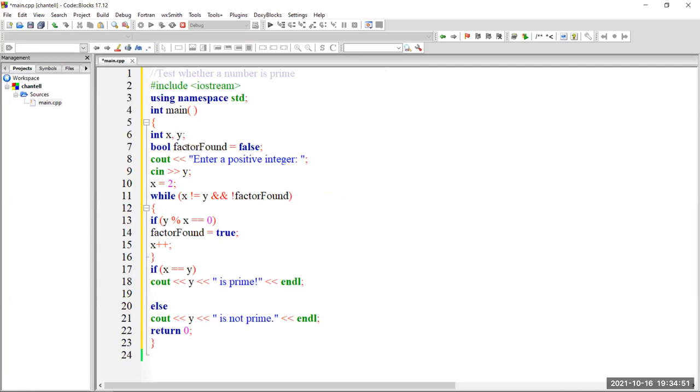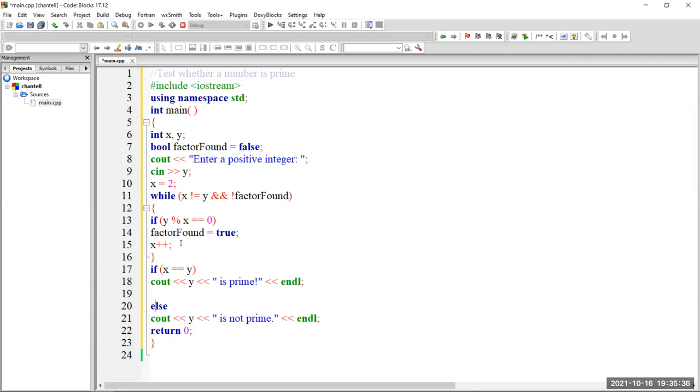Okay, I hear you. Right. So there we go. Can you see factor found equals false? That means this is a Boolean variable. Factor found can only take on the value of true or false, zero or one. So as soon as I enter a positive integer, x is equal to two, while x is not equal to y and not factor found. So factor found is false. That means not false, which is true. I must go inside of this. And remember I said there's the and condition. So both these conditions must be true for me to go inside the loop. Think of light switches in series.